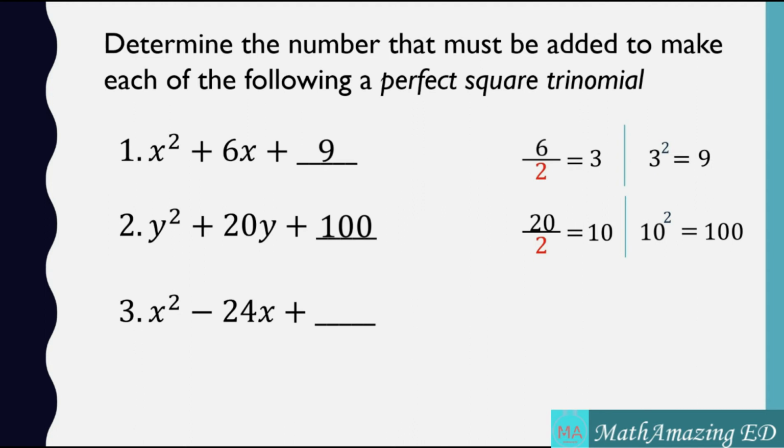Next, for number 3. The middle term this time is 24. Divided by 2, we have 12. And then squared, we have 144. In other words, the number that must be added to make the third item a perfect square trinomial is 144.